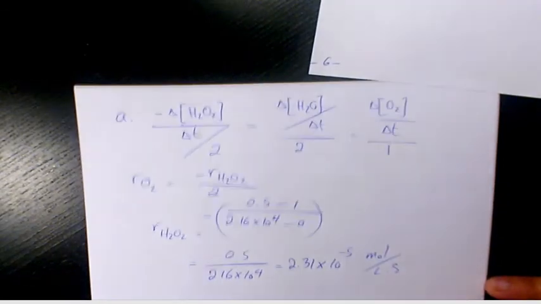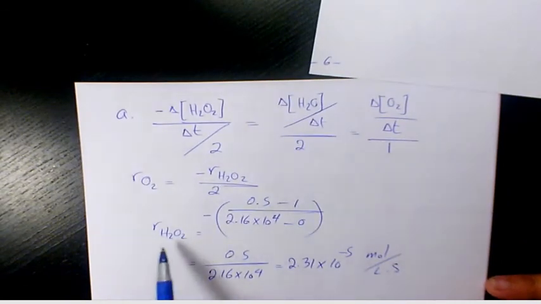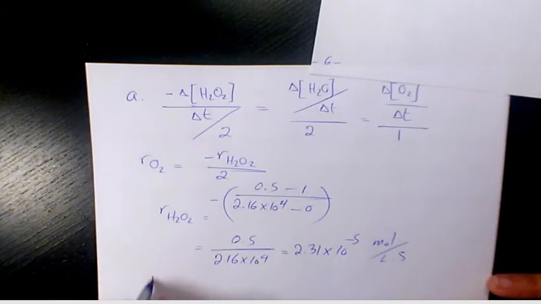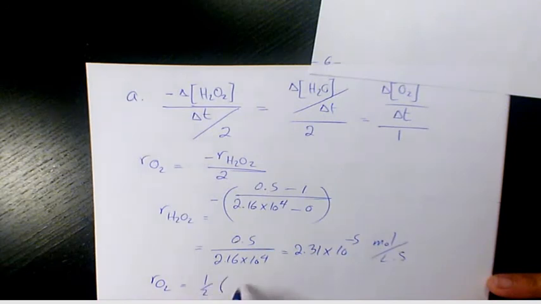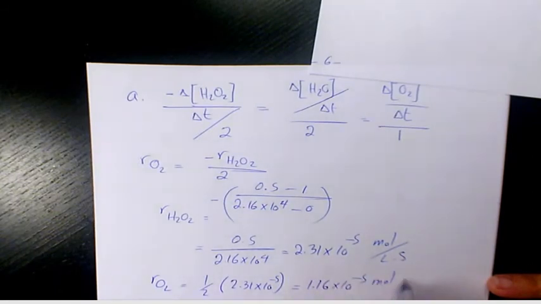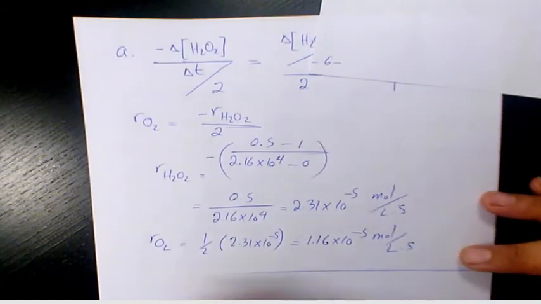That's the rate of change in H2O2. And then if you want to find out R of O2, that's going to be 1 over 2 of 2.31 times 10 to the power of negative 5, which will be 1.16 times 10 to the power of negative 5 mole per liter per second. That's the answer to part A.